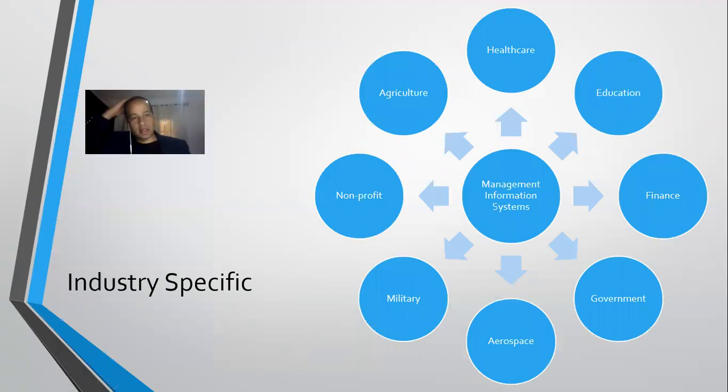So finally, MIS is industry specific. So we will have different MIS systems, not only for the function, but for industries. So we have agriculture, industry, healthcare, finance, government, etc. Each of these will have their own version of the management information system with their particular KPIs and needs and focus that they have to focus on.